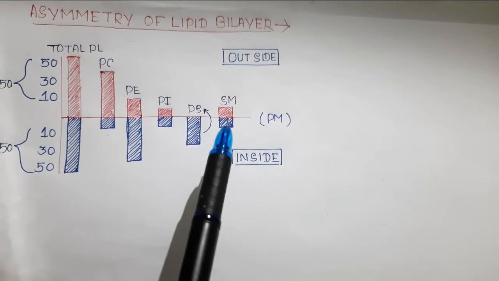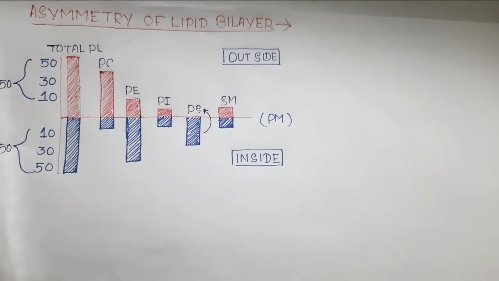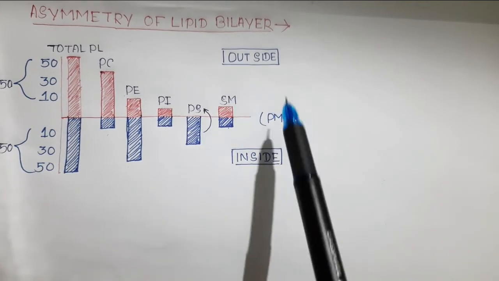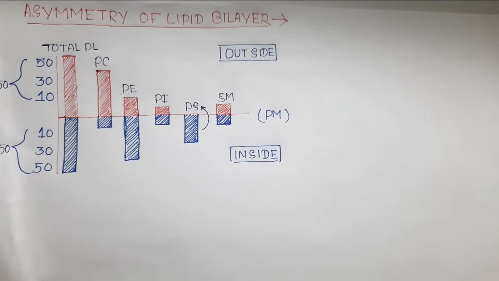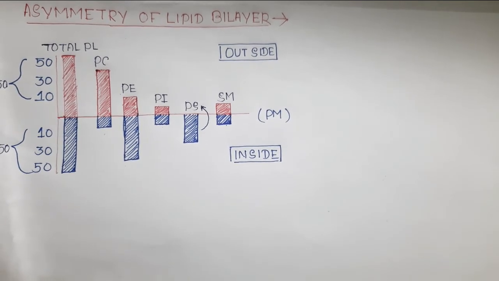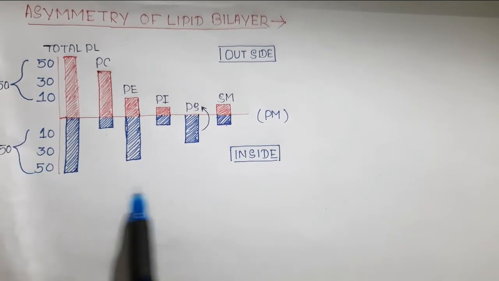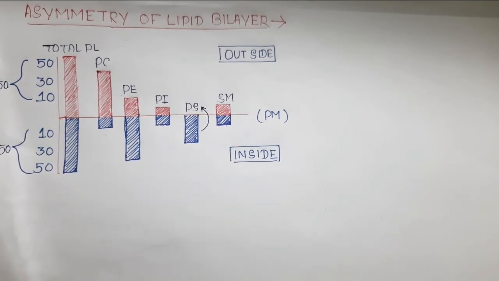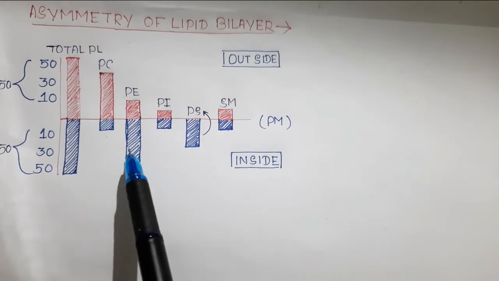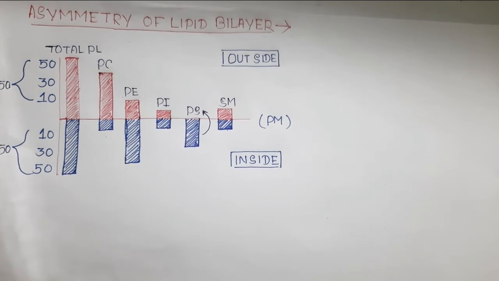If you look at SM, SM means sphingolipid. I wrote it here as SM. It is mostly present on the outer side of the plasma membrane. Where we see the excessive amount present outside, we consider it present outside. And if the most excessive amount is present inside, then we know it as present on the inside of the plasma membrane. PS and PE are present in higher amounts inside, and the sphingolipid amount on the outer surface is equal to the PE on the inner surface.